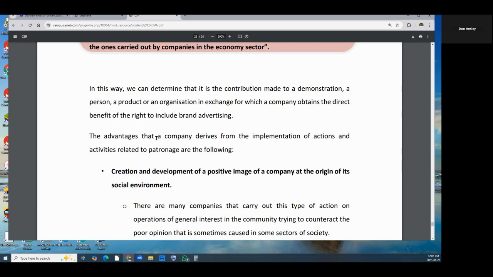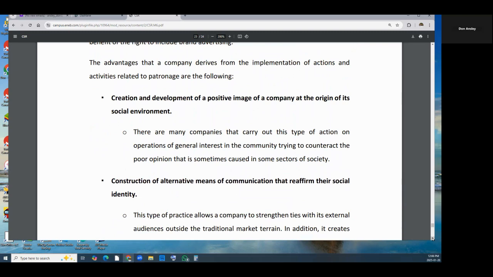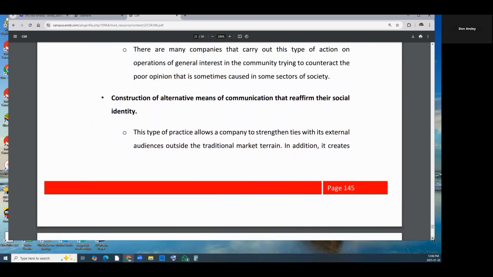The advantages to the company derived from the implementation of actions and activities related to patronage are the following. Creation and development of a positive image of the company in its social environment. There are many companies that carry out this type of action on operations of general interest to the community, trying to counteract the poor opinion that is sometimes associated with them in some sectors of society.